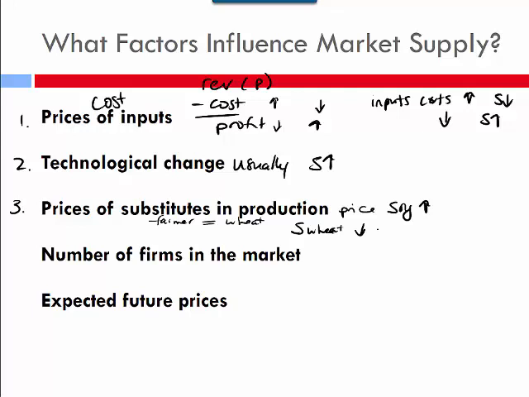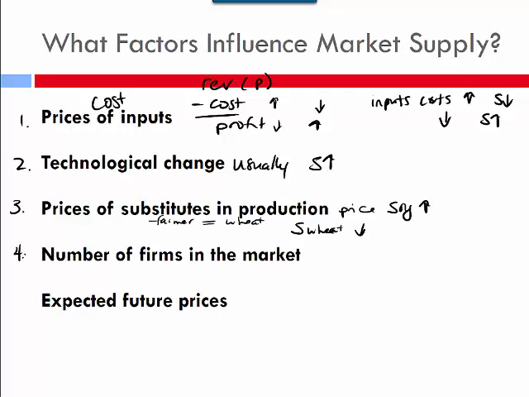So if the price of an alternate goes up, the supply of the first thing will go down as people switch over to the alternate. They could be making more money growing soybeans, so the supply of wheat will go down as people switch over there. Number 4 is the number of firms in the market. That works just like population. If there's more firms producing this, then supply is going to go up. If there's less firms, supply will go down.